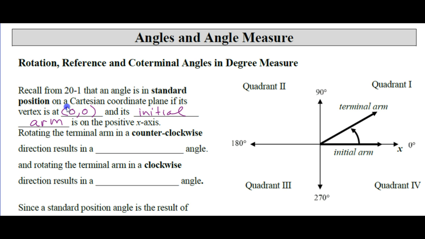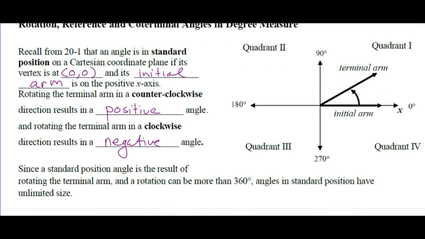Rotating the terminal arm in a counterclockwise direction results in a positive angle. And rotating the arm in a clockwise direction results in a negative angle. Right? So all you've got to do is look at a clock with hands. Clockwise is climbing around the clock, 1, 2, 3, 4, 5, 6, 7, 8, etc. Counterclockwise is going backwards. So this is a clockwise rotation, and counterclockwise would be the other way.